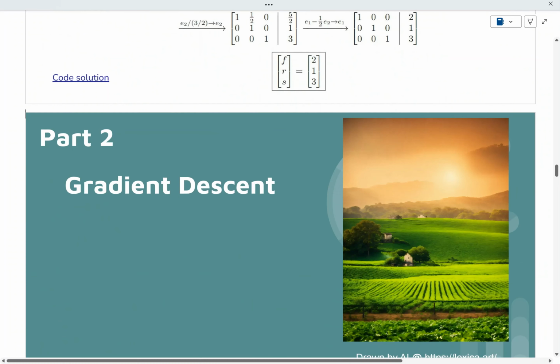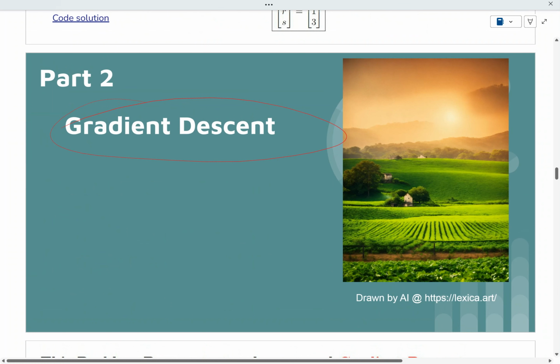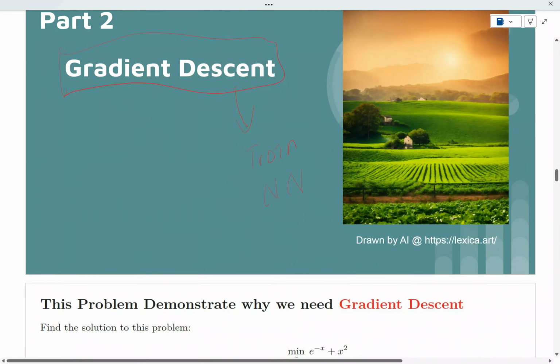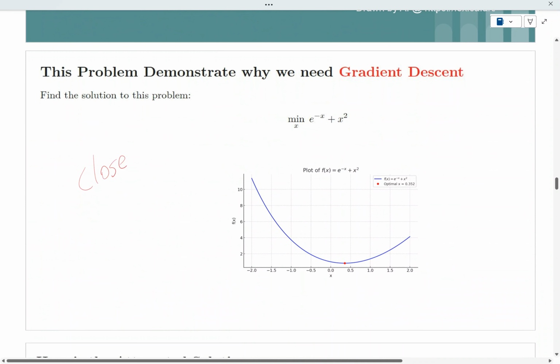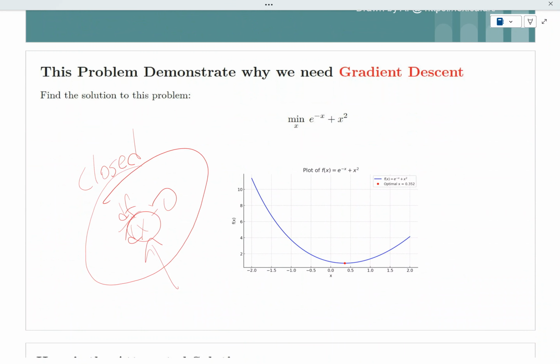Okay, so let's move on to part 2, gradient descent. Gradient descent is a very important algorithm because it is basically the way we train neural networks today. Your large language models, all those things, today we use gradient descent. The problem, let me demonstrate. So far we learned that we can use the closed form solution. That means you take the derivative, set it to 0, solve for x, problem solved. Now, let me demonstrate why gradient descent is needed to solve optimization problems.